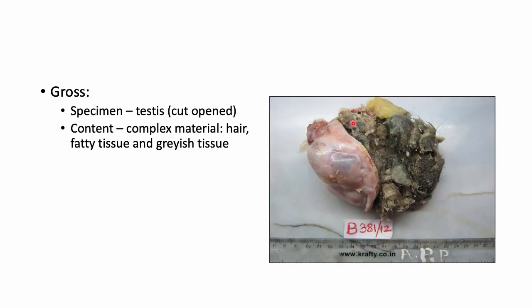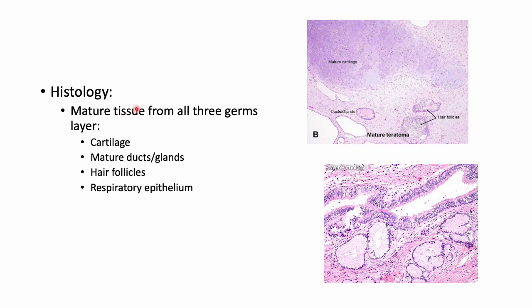Grossly, this is an open testis. You can see the content is complex material. You can see hair, fatty tissue, and also greyish tissue, sometimes teeth, bone, and cartilage inside the tumor. Histologically, they mature from all three germ cell layers. These are some examples: cartilage, mature ducts, so any ducts or glands, hair follicles, respiratory epithelium, and some glands. I don't know what kind of glands here.